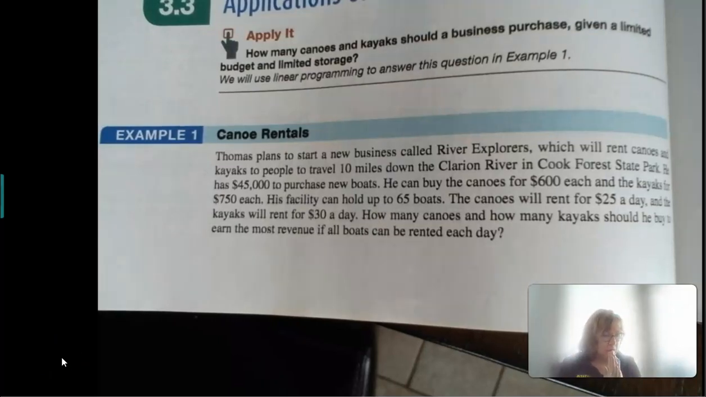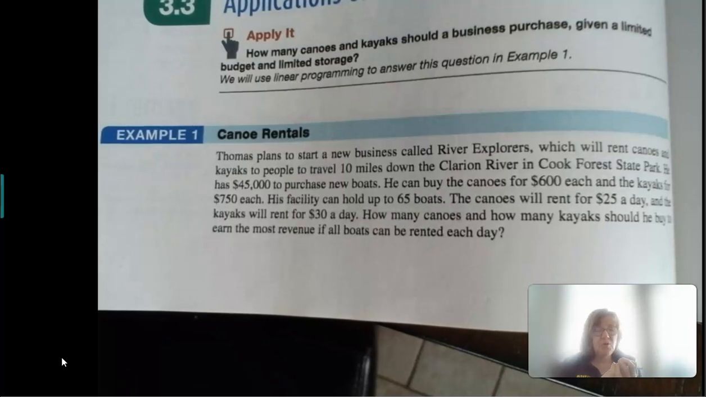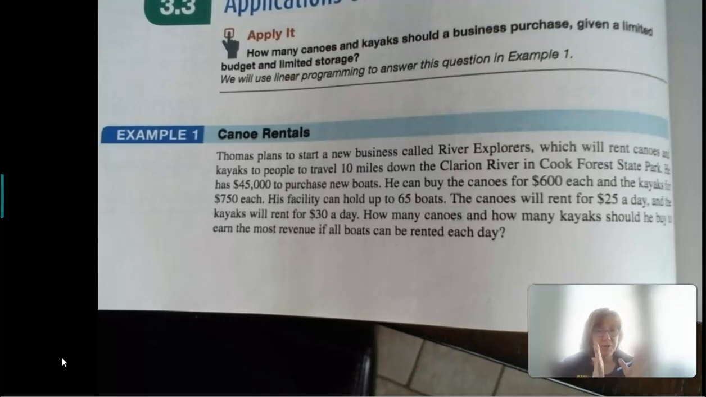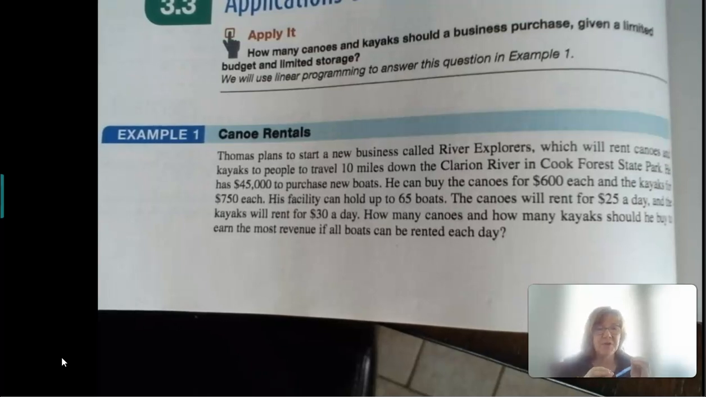Okay, so I want to just go over how this is all going to tie together. We will set up a story problem, and this is page 136 in your book, called Example 1, Canoe Rentals. Basically, we're going to set up our chart or our story problem. Then we're going to graph it and shade it. Then we're going to look for the corner points, because those are going to be our maxes or mins.